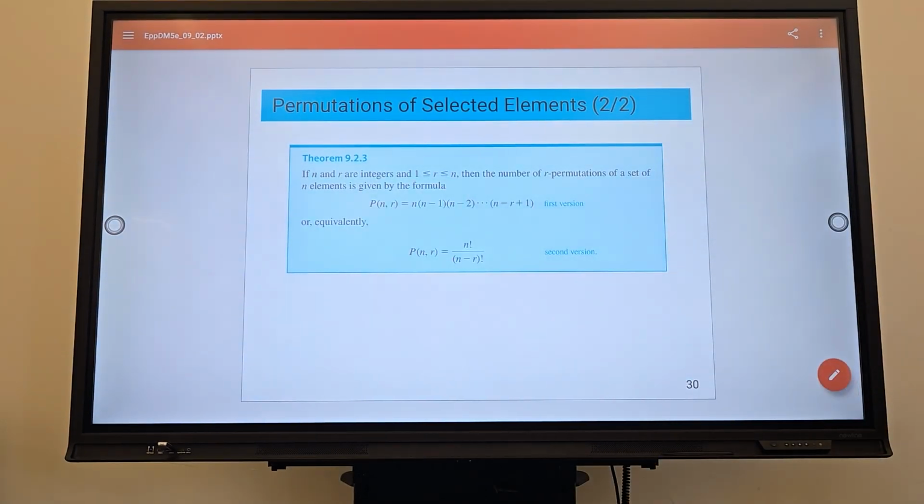If n and r are integers, and r is between 1 and n, then the number of r-permutations of a set of n elements is given by the formula n times n minus 1 times n minus 2 and so forth to n minus r plus 1, or equivalently, n factorial over n minus r factorial.